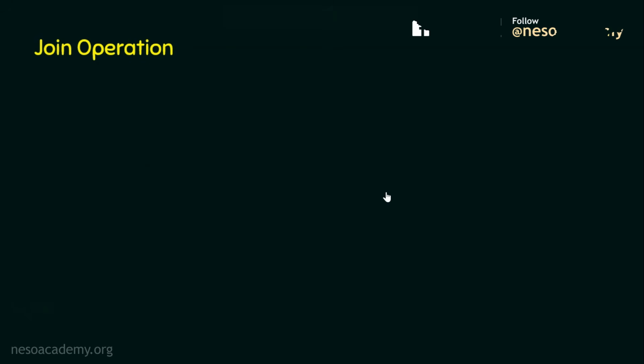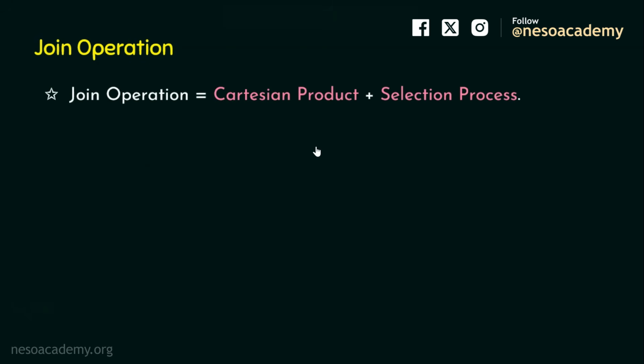What is basically a join operation? A join operation is the combination of two operations. One is the Cartesian product, another one is the selection process. So when we have two or more tables or relations, we are going to perform the Cartesian product among all the tables. Let's take two tables as an example. Just perform the Cartesian product of both the tables.